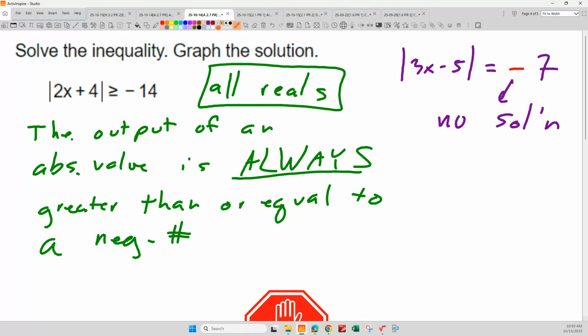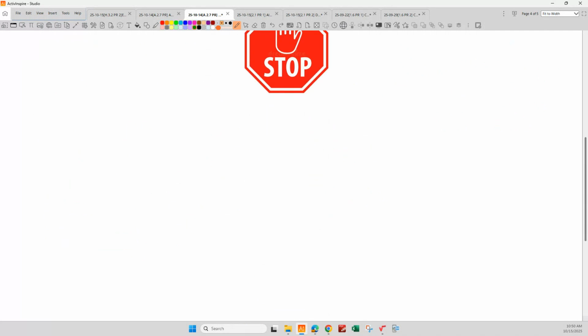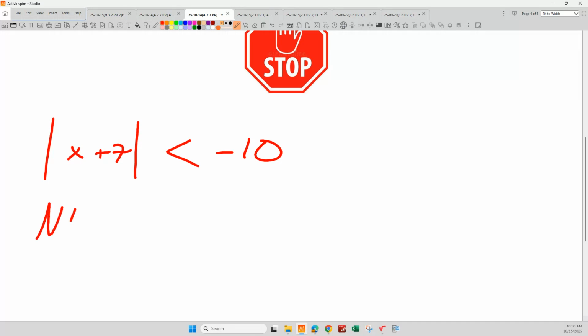Okay, what about, I'm just going to throw you a hypothetical. What about this one? Absolute value of x plus 7 is less than -10. How often is that true? How often is the output of an absolute value less than -10? Never, right? So that one would be no solution.